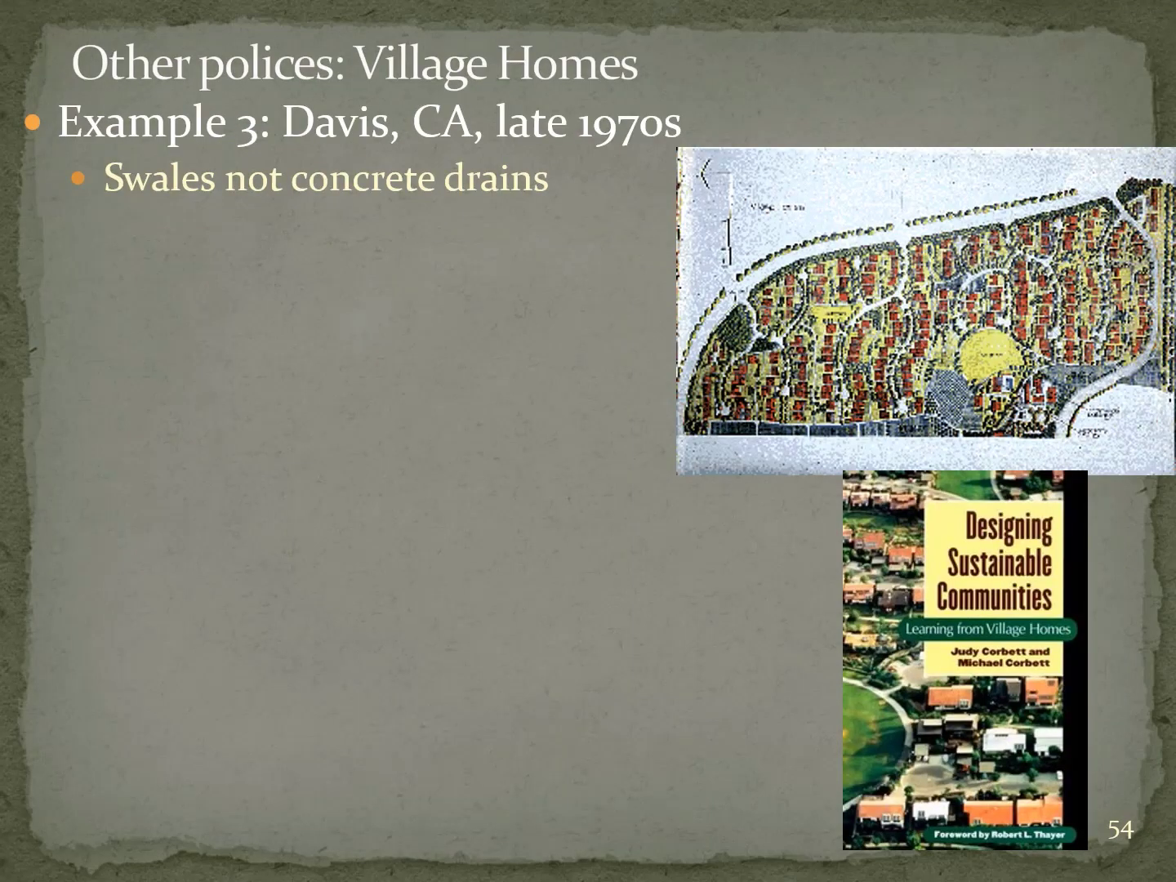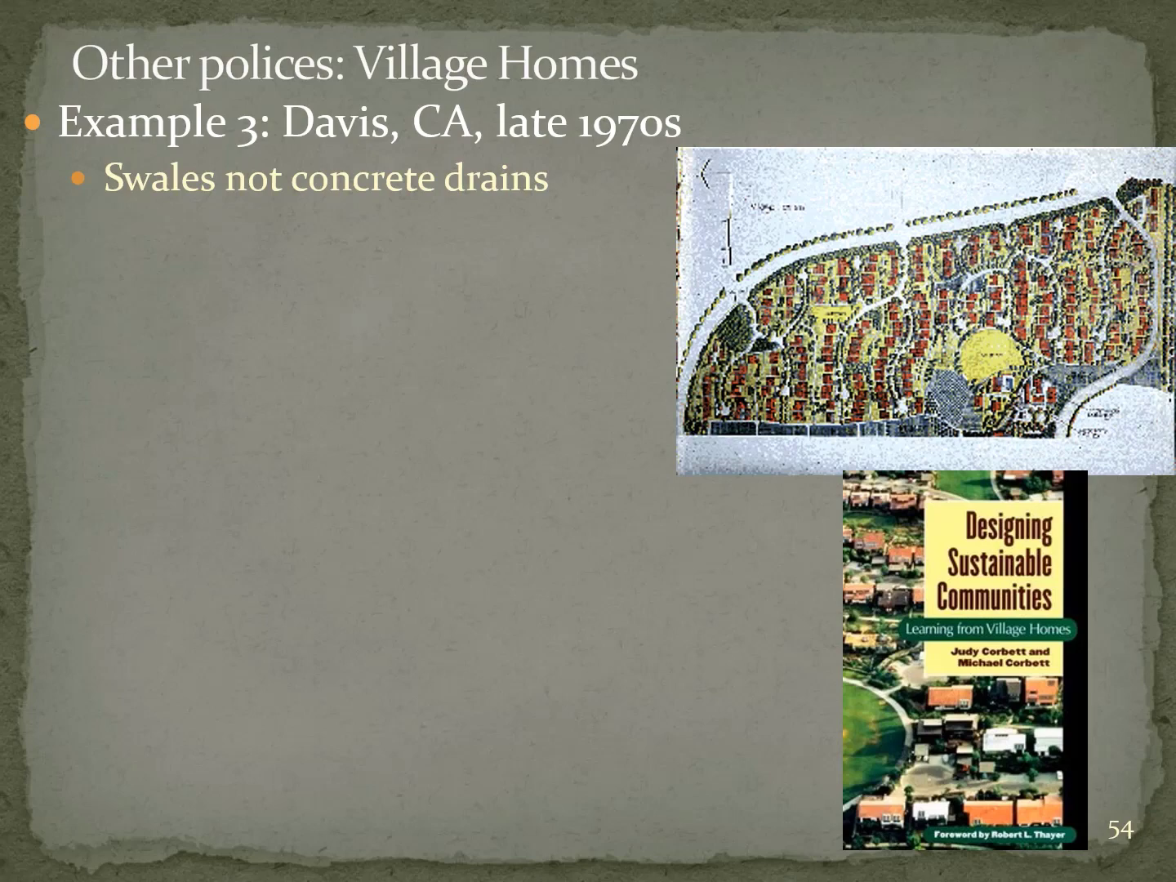Third and last example, sustainable design in how you build homes. And so this example comes from Davis, California in the late 1970s. They built these village homes. At the time, realtors shunned the idea. These places now sell for much higher price comparative to nearby areas. And so they were basically practicing sustainable design before it was fashionable.